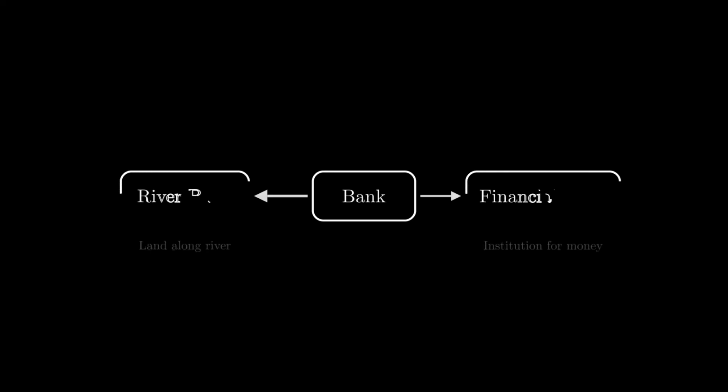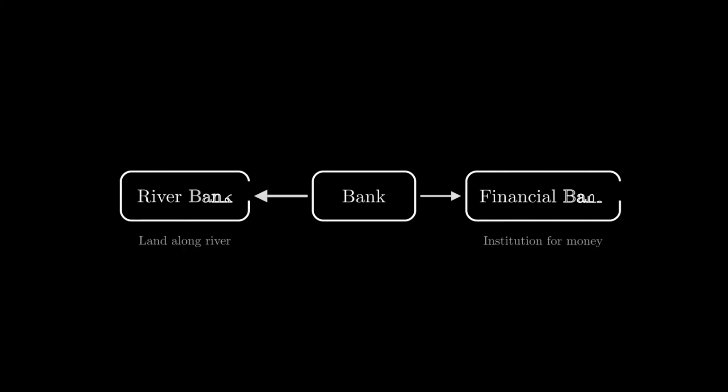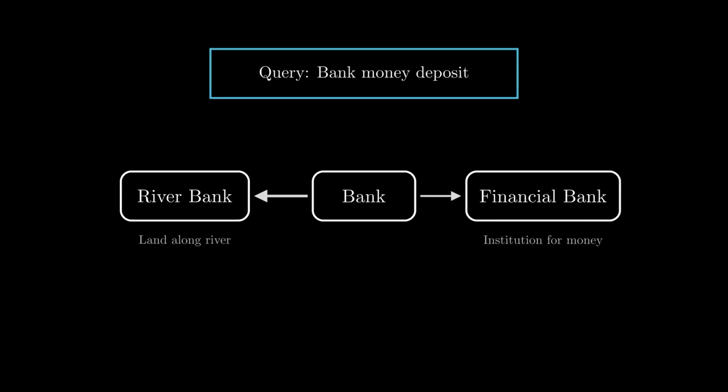Let's look at a classic challenge in search. The problem of polysemy. Polysemy is simply when one word has multiple meanings. Take the word bank. To a computer reading text characters, this is just BANK, but conceptually it branches into two completely different worlds. On the left, we have nature, the land along a river. On the right, a financial institution. Now, imagine a user searches for bank money deposit. We know they are looking for a place to store cash.